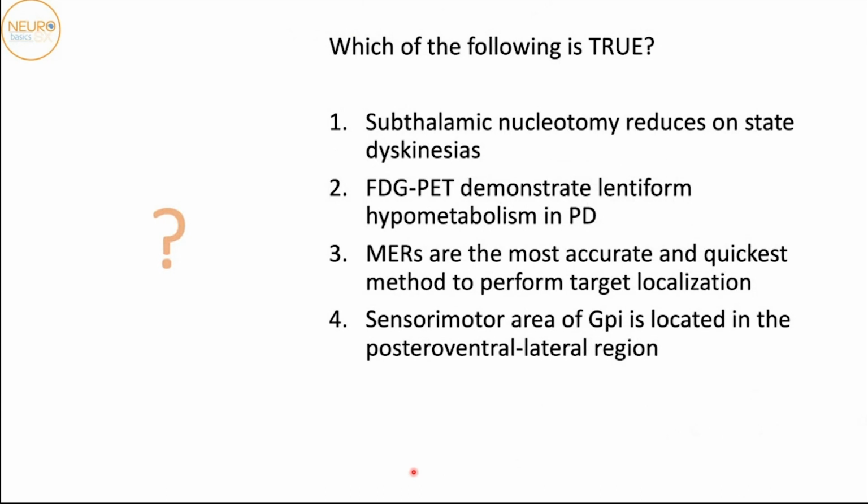Right, so a few questions about this section. Which of the following is true? One, subthalamic nucleotomy reduces on-state dyskinesias. Two, FDG PET would demonstrate a lentiform hypometabolism in Parkinson disease. Three, MERs are the most accurate and quickest method to perform target localization. Four, the sensory motor area of GPI is located in the posteroventral lateral region.